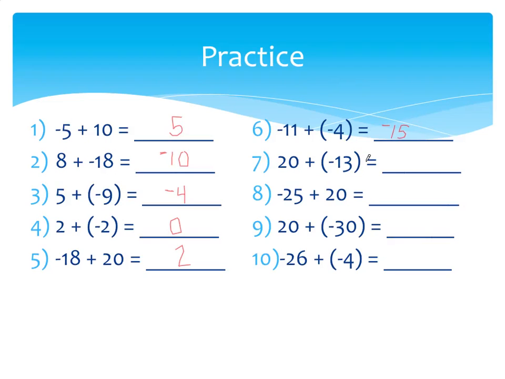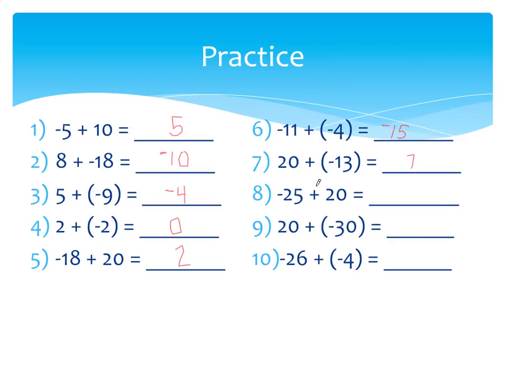All right, number 7, 20 plus negative 13. Are the signs the same? No. I have a positive 20 and a negative 13. So I'm going to find the difference. The signs are different, so I find the difference. 20 minus 13 is 7. Since 20 was my larger number and 20 is positive, my answer is positive. Keep the sign of the larger number. 20 is larger.